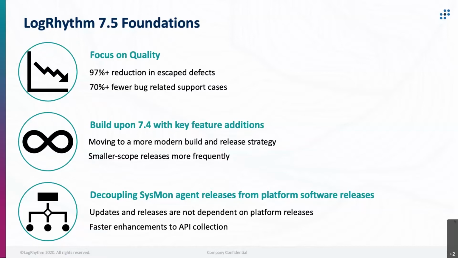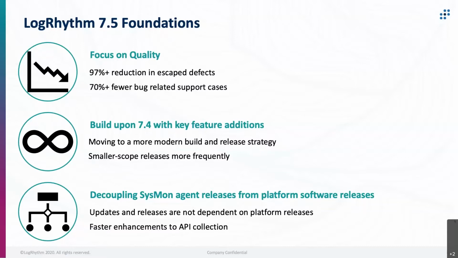Other ways that we're supporting that quality initiative are doing things like making smaller scoped releases more frequently. That way we're able to push out updates more frequently, and keep the scope small to hopefully actually introduce fewer system impacting defects.